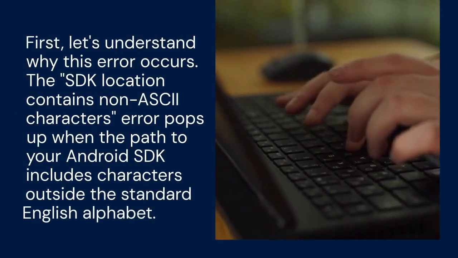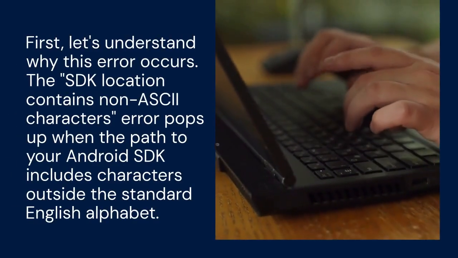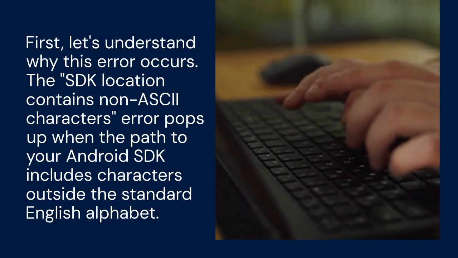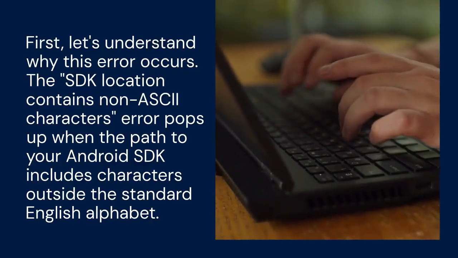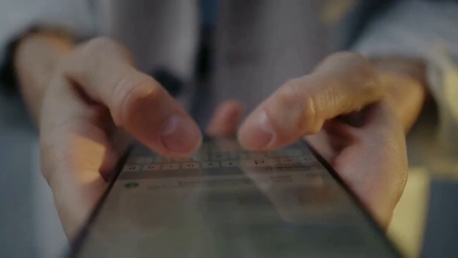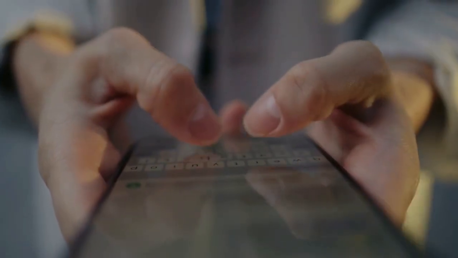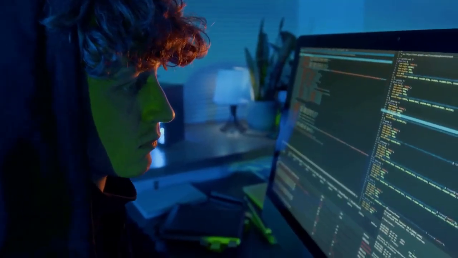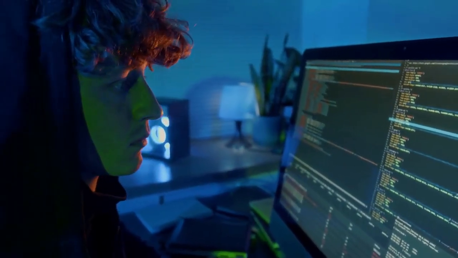First, let's understand why this error occurs. The SDK location contains non-ASCII characters error pops up when the path to your Android SDK includes characters outside the standard English alphabet. These characters are often present in usernames or folder names on your computer. Android Studio, being sensitive to this, throws an error.